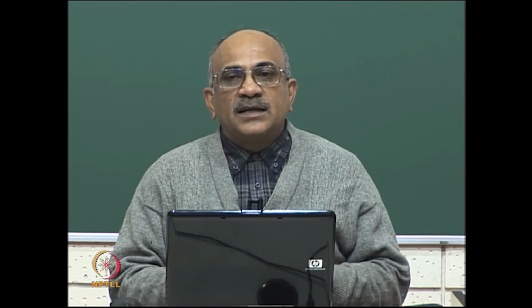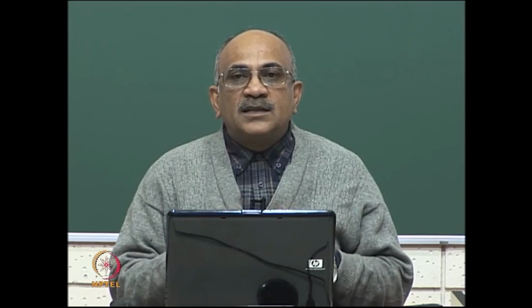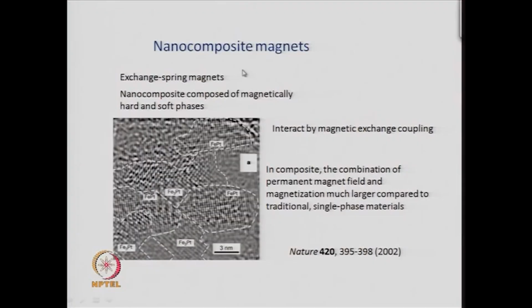So, if you have a mixture of 2 materials, one is a hard magnet and one is a soft magnet, then what is found is that you can alter the net magnetization effectively. So, if you make nano composites of magnets, take hard and soft magnets and make a composite, a mixture of 2 different magnets. For example, this is a high resolution transmission electron micrograph, and it is quite high resolution. As you see, the scale is 3 nanometers.